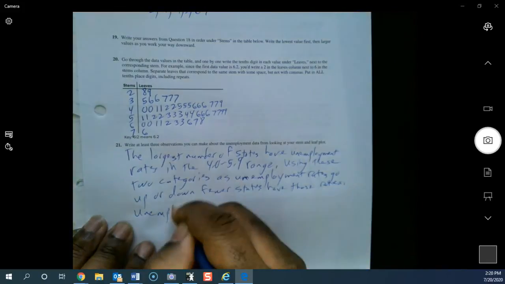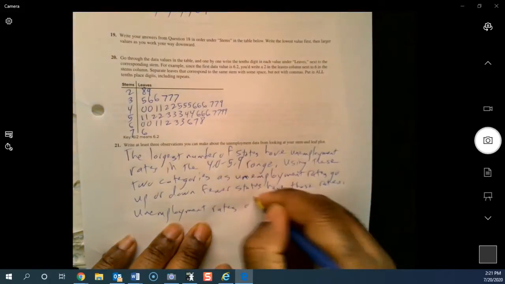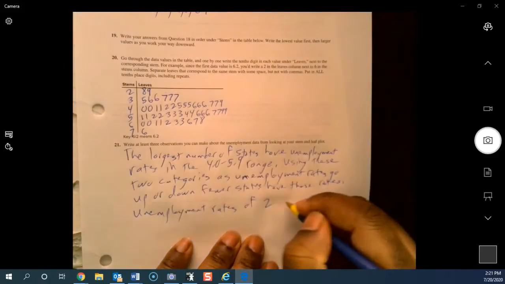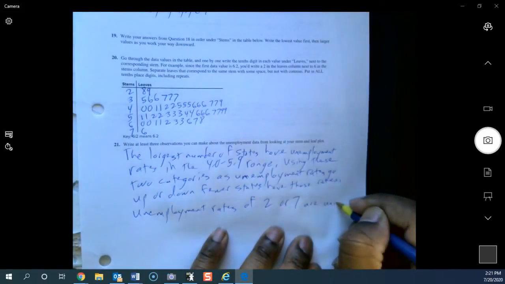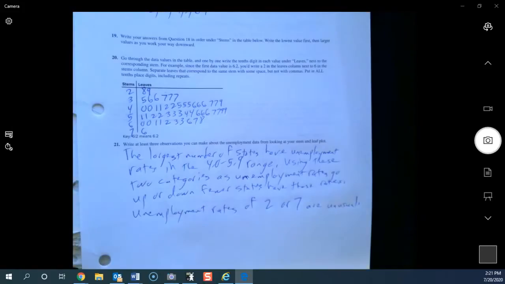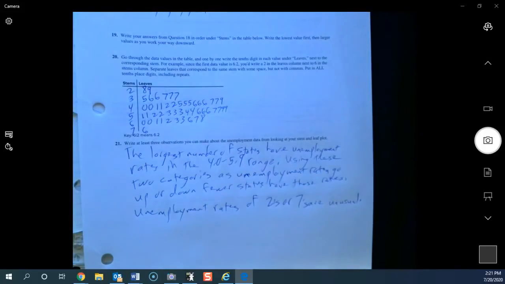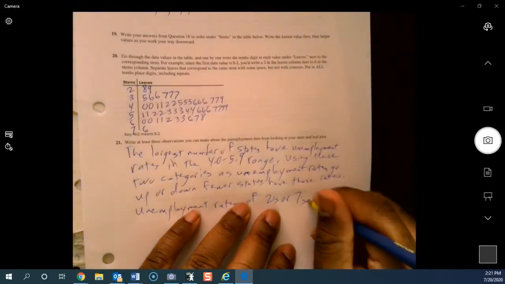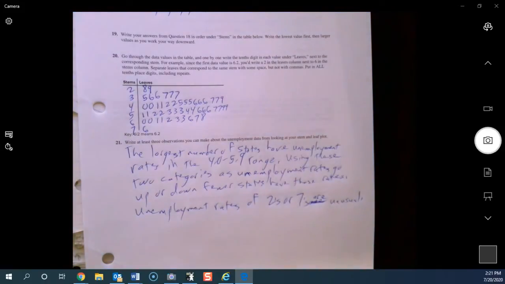And then finally, unemployment rates in the 2s or 7s are unusual. Because if you notice, with 2 it's only 2.8 and 2.9. And then I should say the 2s and the 7s, because they're actually not just 2 or 7. So it's the 2s or the 7s, and they are unusual, because there's only 1 in the 7s, and there's only 2 in the 2s.